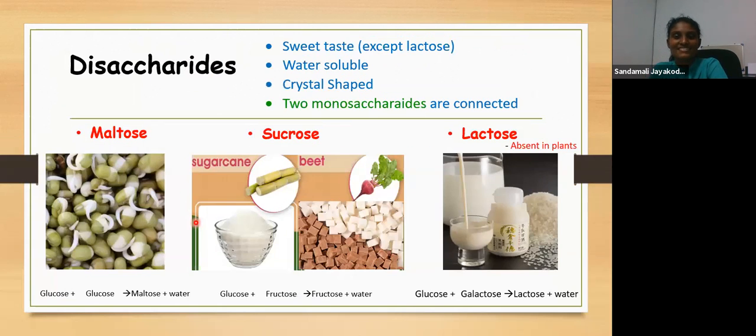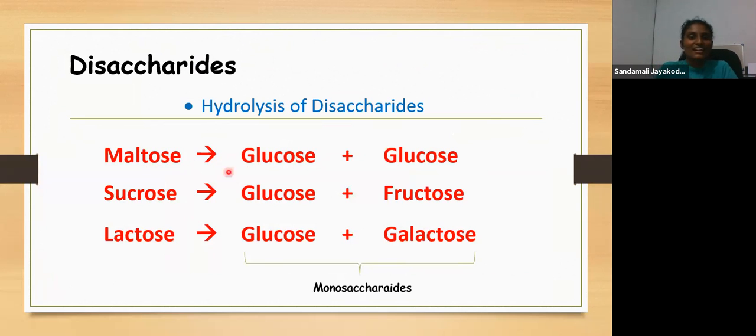Here in this slide, you can see it. Maltose is a disaccharide. It is made up of glucose plus glucose, that means two glucose molecules. Then sucrose is made up of one glucose molecule and one fructose molecule. And then lactose is another disaccharide. It is made up of glucose and another galactose molecule.